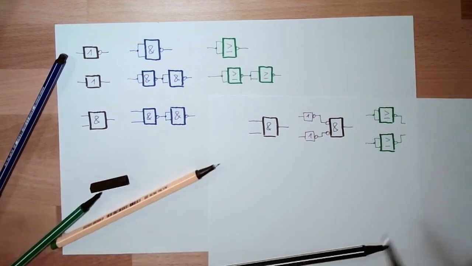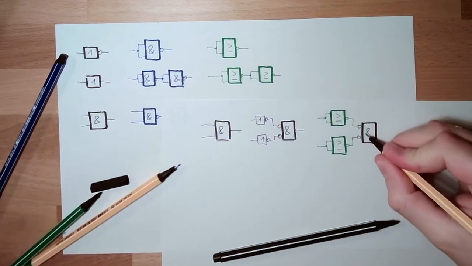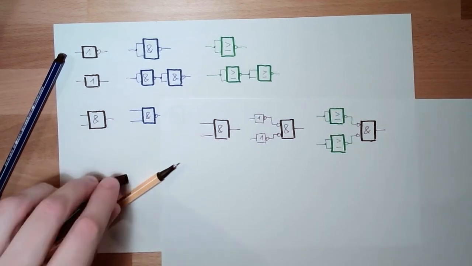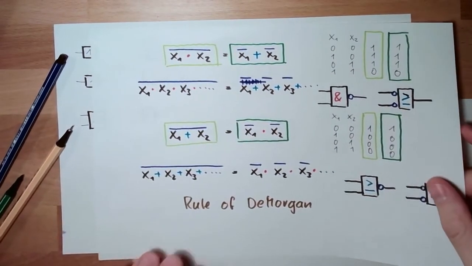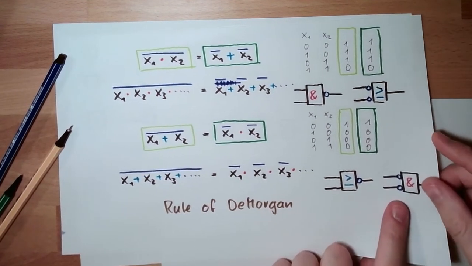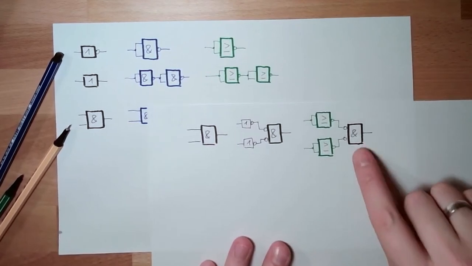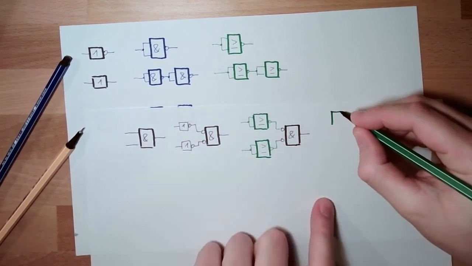But here, I still have an AND with inverted inputs. And now remember De Morgan's law. Yeah? Rule of De Morgan, I show you. An AND with inverted inputs is a NOR. So I can just take this. Yeah. This black part is already a NOR, according to De Morgan.